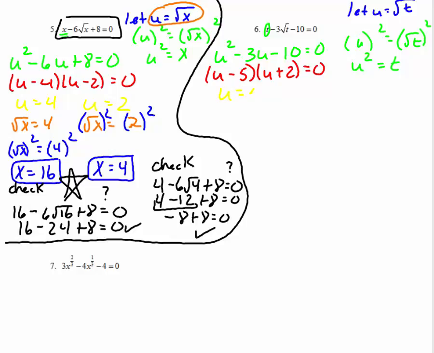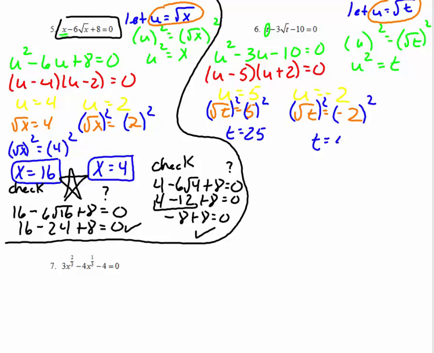Set each factor equal to 0, so I'm going to get u equaling 5, and u is going to equal -2. Then I substitute back for what u was. Well, u was the square root of t. So I get the square root of t equals 5, and the square root of t equals -2. Then I'll square both sides to get rid of the square root. When I do so, I get t equaling 25. When I square the left and the right on the other equation, I get t equaling 4. So right now I have t equaling 25 and t equaling 4. I'm going to star these because you better check your answers, since you had square roots from the beginning.